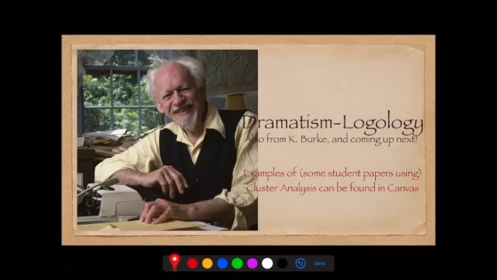Burke has another way of looking at language and looking at rhetoric, and that other way is dramatism, sometimes called logology. Sometimes it's simply called the pentad, but the pentad is simply the first step in the dramatism logology story. That's going to be coming up in our next lesson.